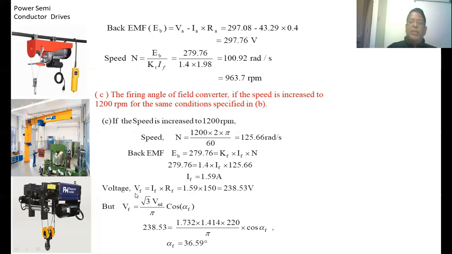So the voltage applied to the field winding is equal to IF into RF. We know the IF value and RF value is given in the numerical, that is 150 ohms. So we are getting 238.53 volts. Now you have to find how much firing angle we are maintaining for the converter which is giving power to the field circuit. So this voltage equal to root 3 VML by pi cos alpha F, where alpha F is nothing but the firing angle of the converter which we are using to give the power to the field circuit. Substitute all the values and find out alpha F. So 36.59 degrees.